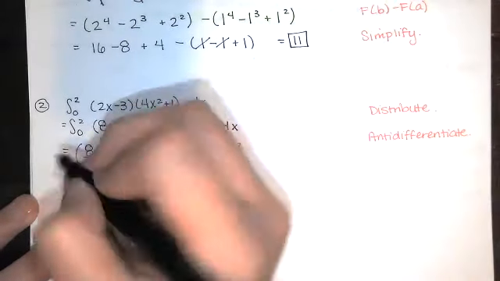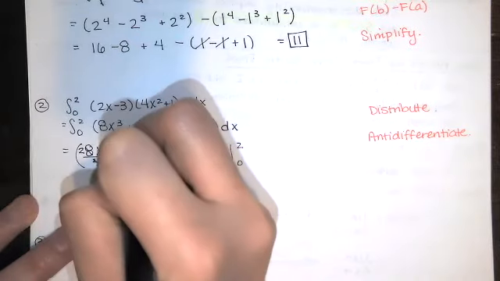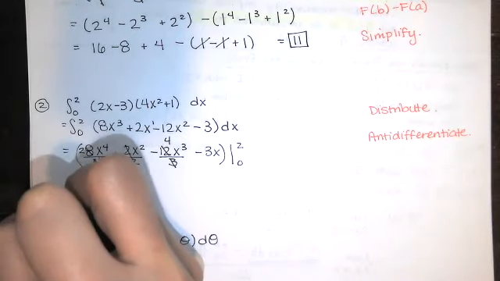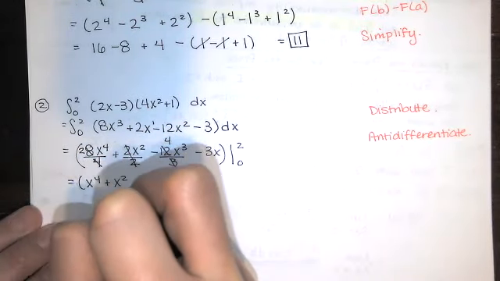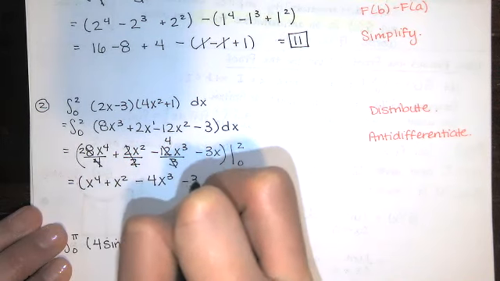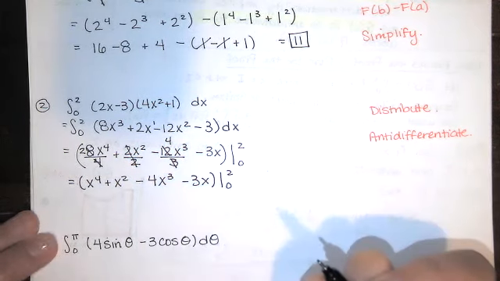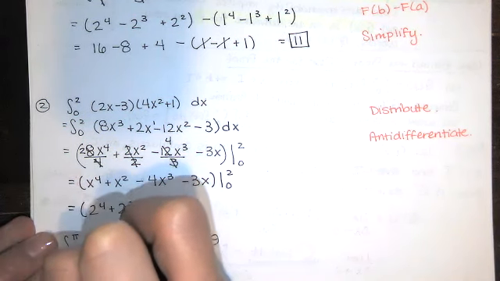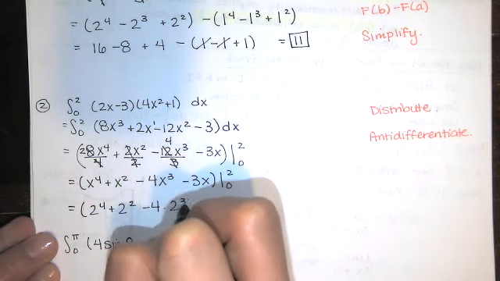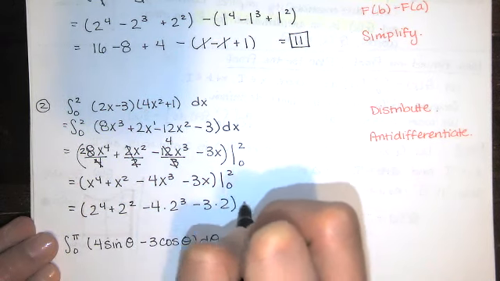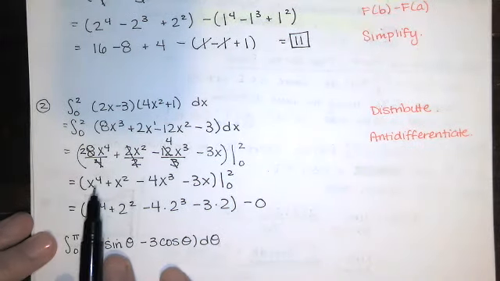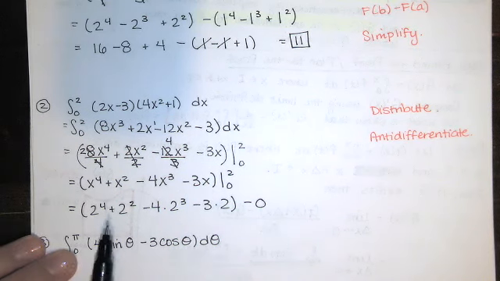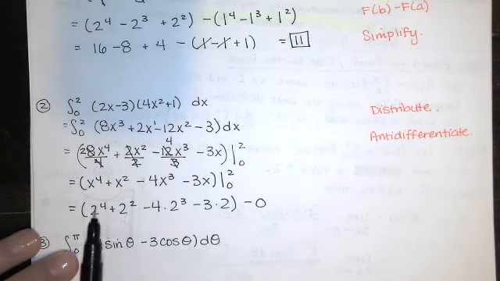You may want to simplify the coefficients first. 4 goes into 8 twice, the 2's reduce. 3 goes into 12 4 times. So we end up with this. And then if we substitute in x equals 2, we get this. If we substitute in 0 for x, we get 0, 0, minus 4 times 0, minus 3 times 0. So that's all 0. So this gives us 16 plus 4 is 20.